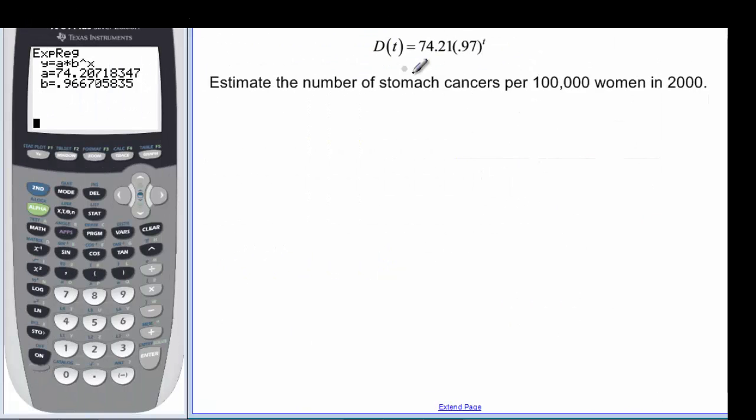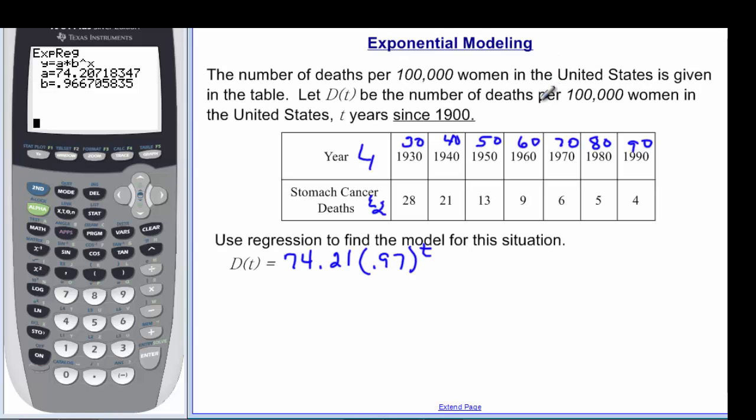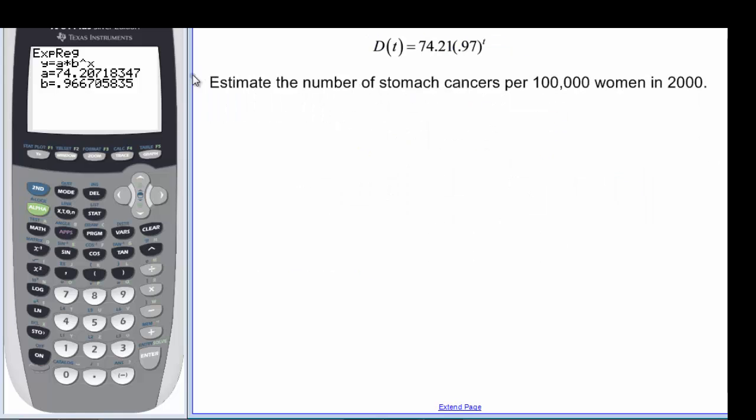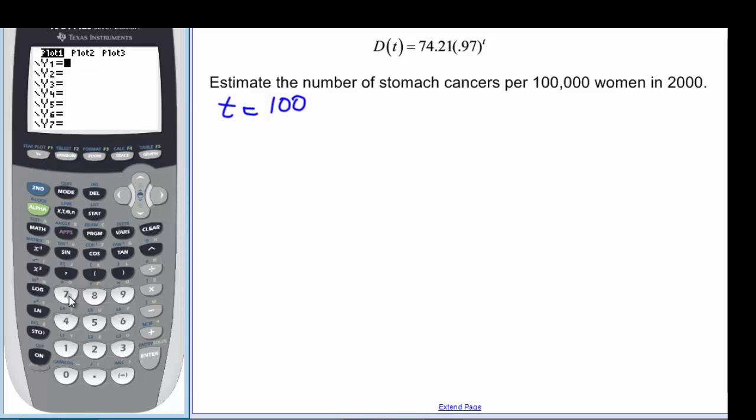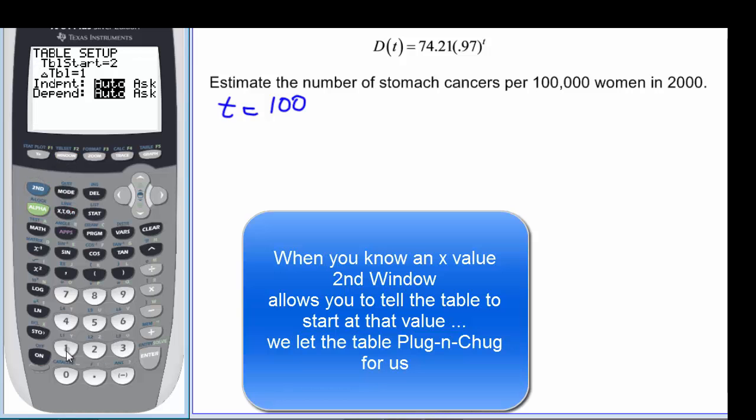So here I have my function written again, just to remind us. Estimate the number of stomach cancers per 100,000 women in 2000. Well, if you go back and read the problem again, it was since 1900. So in 2000, we know that t is going to be 100 years later. So we just plug and chug. In fact, if I put my equation in my calculator, 74.21 times 0.97 in parentheses, caret x, and then I go to second window, I can tell my table that I want it to start at 100 so I can see when x is 100.